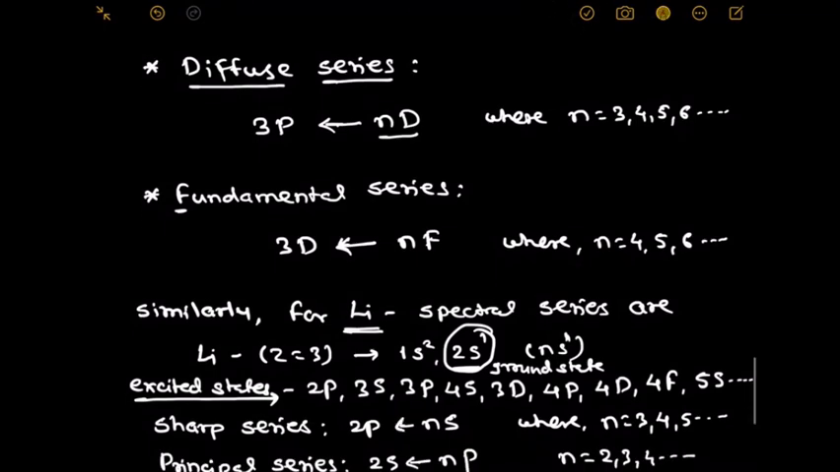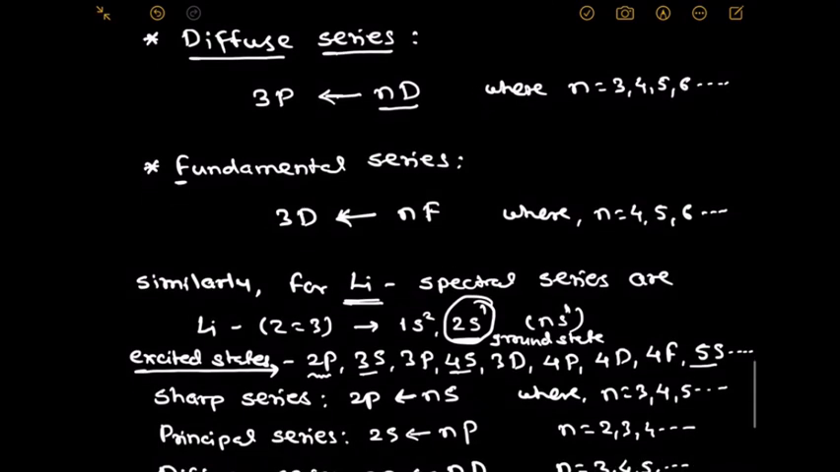Then how do we find the sharp series? Sharp series means all the transitions come from S states. Which are the S states? 3s, 4s, 5s, 6s and so on, and they end on the lower state, which is 2p. Hence we start from n equal to 3, 4, 5, 6 and so on. The resulting series is the sharp series for the lithium atom.